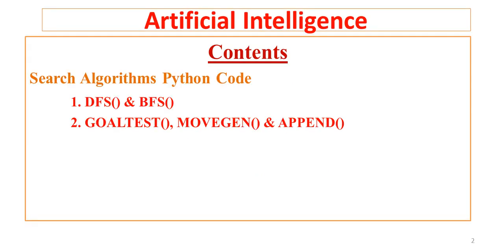The contents of this lecture are search algorithm Python code. So we'll see the Python code for DFS and BFS, that is depth first search and breadth first search. Here I discuss depth first and breadth first together because the way the algorithm is designed is the same for BFS and DFS, with only one change that I will explore at the time of explanation of the algorithm. Along with DFS and BFS, the sub-algorithms goal test, move gen and append are also discussed in this lecture.